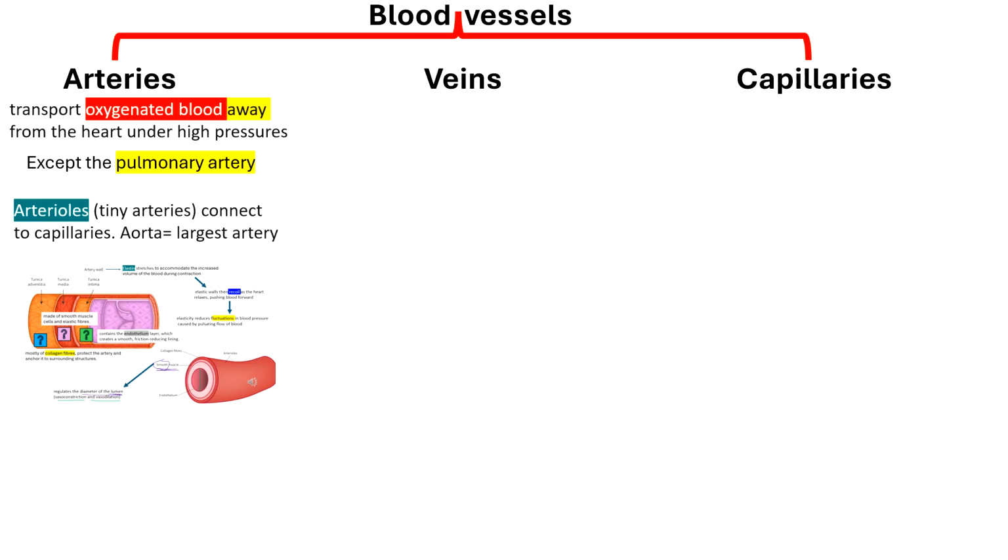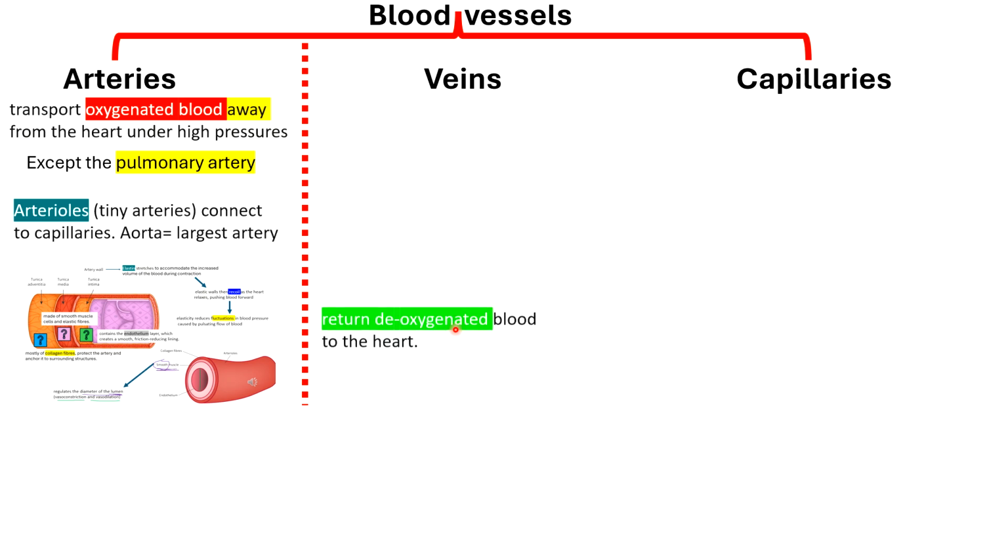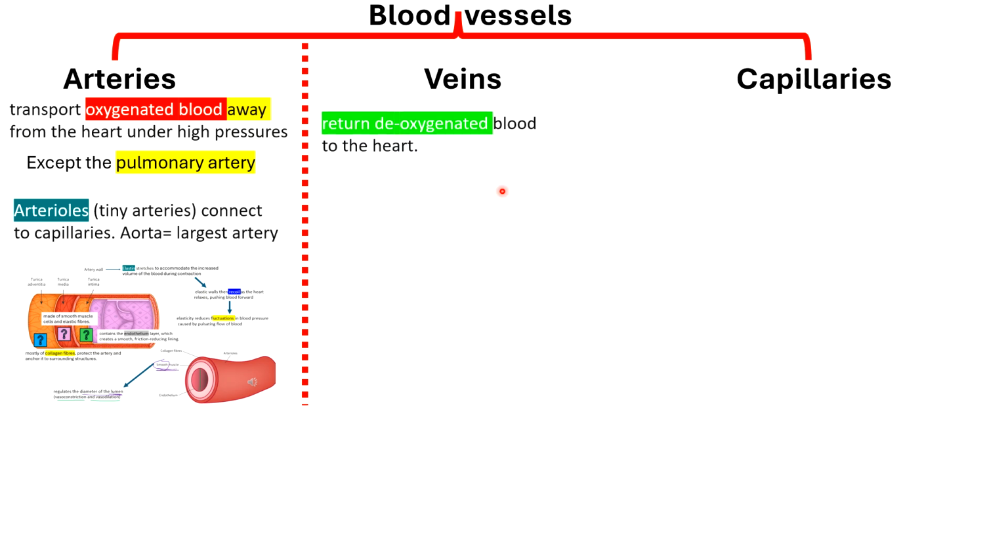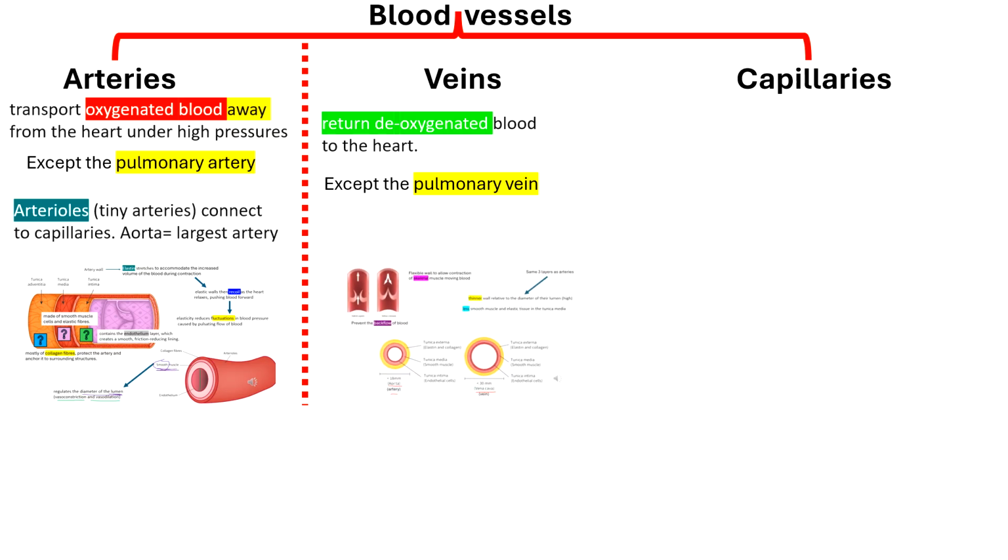We know that arteries carry oxygenated blood away from the heart, and veins do the opposite. They carry deoxygenated blood towards the heart, except, of course, the pulmonary vein, which carries oxygenated blood to the heart. Okay, it is still to the heart, but this time it is going to be oxygenated when it comes to the pulmonary vein. Okay, let's look at the structure of veins.